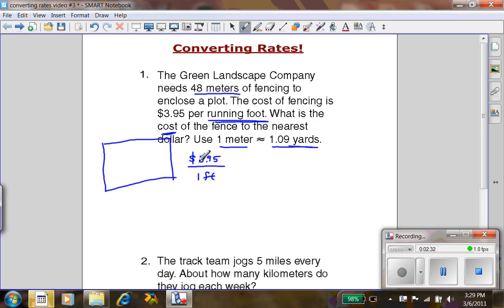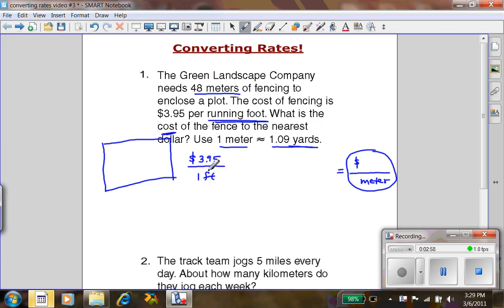So dollars will stay the same. What's going to change is this feet. We need to convert that part of that rate to meters instead. So my end result, I'm going to fill this in over here, is going to be dollars per meter. That's our goal. That's what we're shooting for. So let's just jot that down so we know where we need to get to.